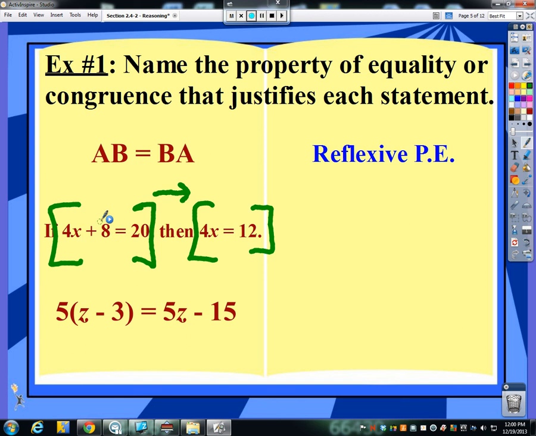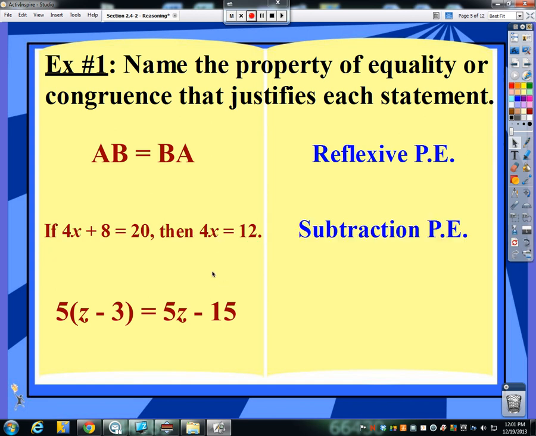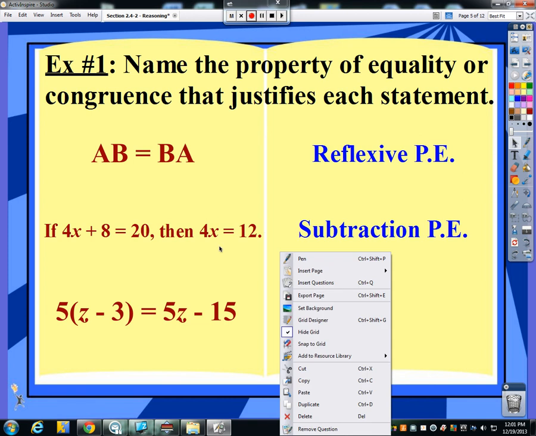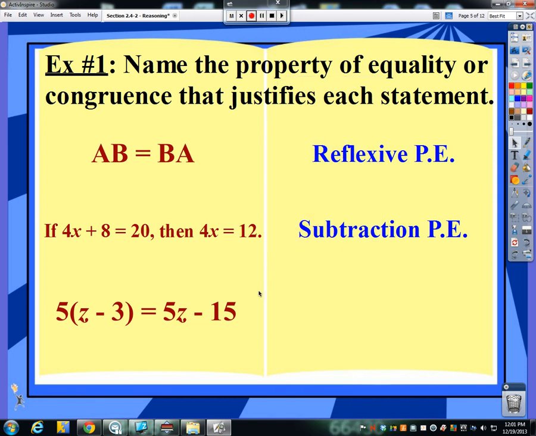Well, if we look over here, I see there was a plus 8, and now it's gone. So how would I get rid of a plus 8? Well, I would subtract it over. And if I subtracted 8 over to the right side, then 20 minus 8, well, hey, that is 12. So what is this property called of subtracting the same amount on both sides of an equation? That is our subtraction property of equality. So we still have some of the algebra ones, the properties of equality we discussed in class, in the mix.